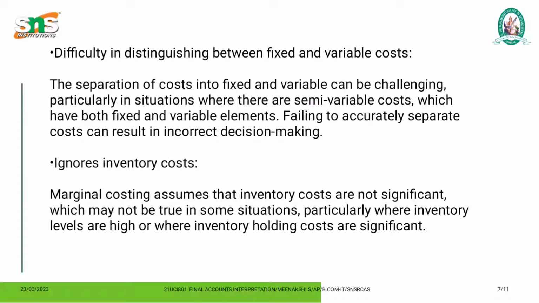And then marginal costing says that it is helpful in differentiating variable cost from fixed cost, but the thing is it is very difficult to distinguish between fixed and variable cost. And this marginal costing completely ignores inventory cost. It will not consider the inventory cost, so it is not acceptable in all cases. We have to focus on inventory cost too.